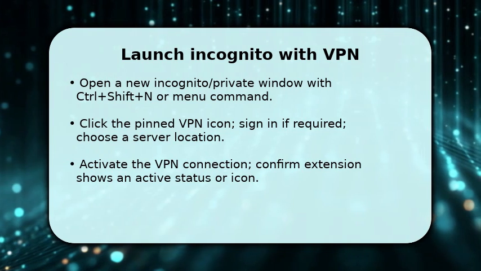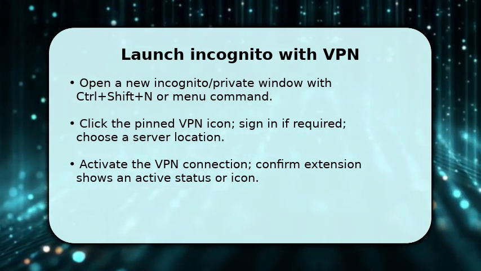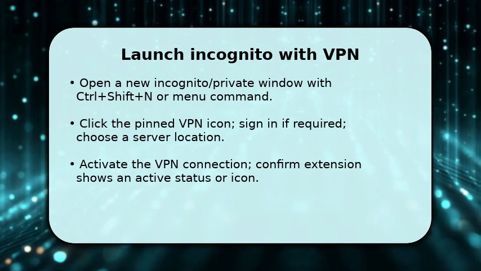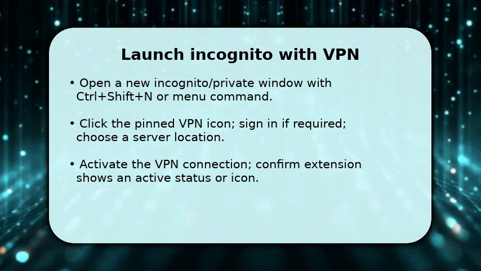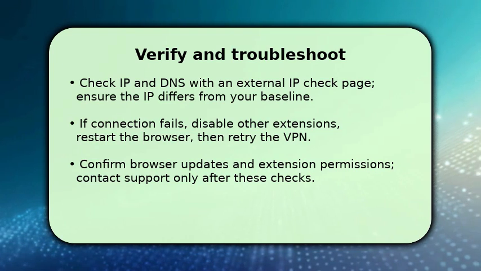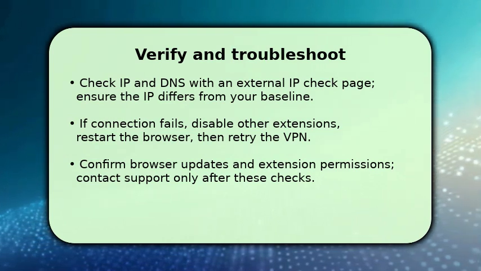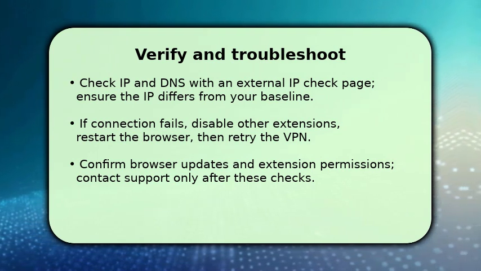Make sure the extension displays an active indicator, green, connected, or similar, so the browser traffic will route through the VPN while in private mode. If needed, refresh tabs after connecting. You finish by verifying that the VPN is actually protecting incognito traffic. Visit an IP check site and confirm your displayed IP and DNS differ from your real network.